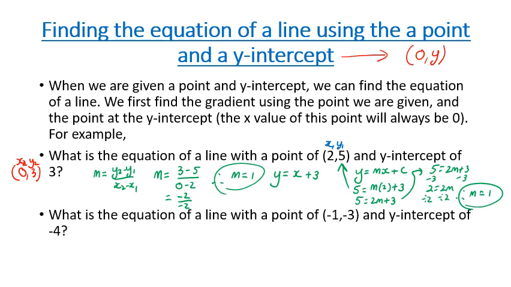So let's look at our second example. We've got a point of (-1, -3) and a y-intercept of -4. So remember, this point would be (0, -4). We can use our equation. Okay, so let's use the equation.